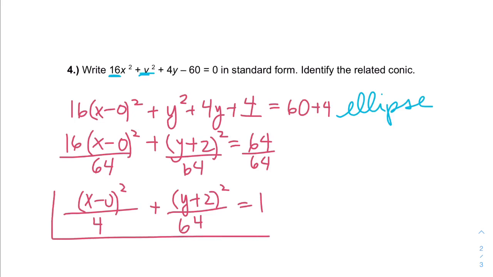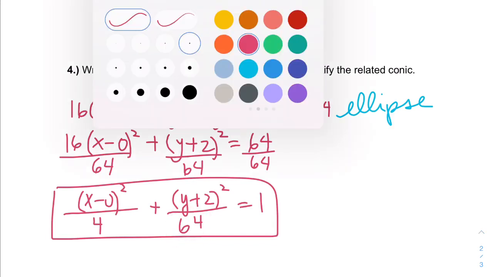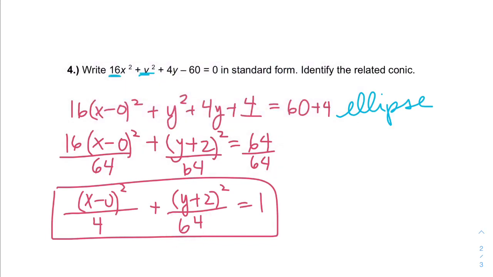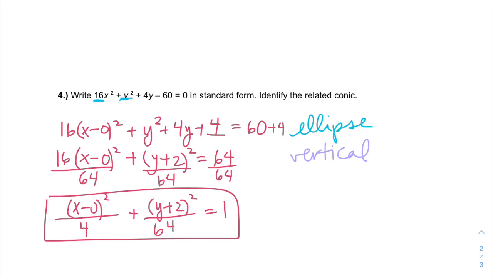And again, because I can see that this is the bigger number, I know that this ellipse is going to be a vertical ellipse. It didn't ask us to determine what kind of ellipse, but I went ahead and did that.